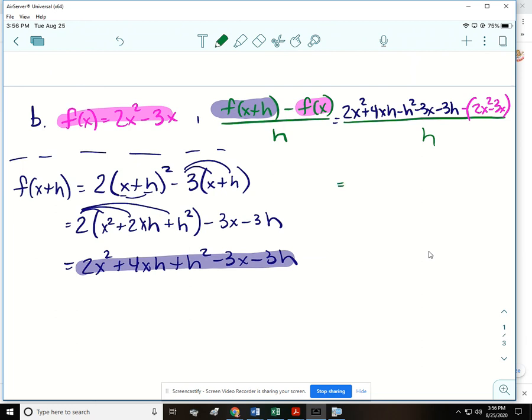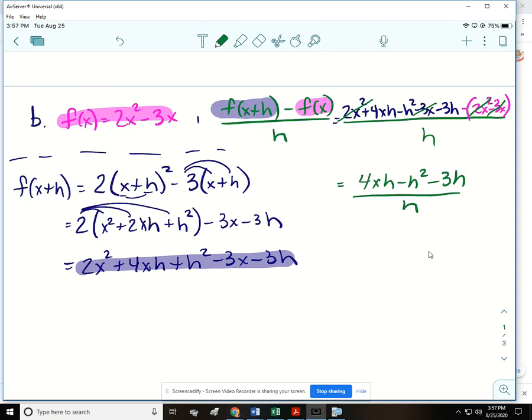Alright, so if I take 2x squared and subtract 2x squared from it, those two are going to cancel out. And then negative 3x minus negative 3x also cancels out. So what we're left with is 4xh minus h squared minus 3h over h.